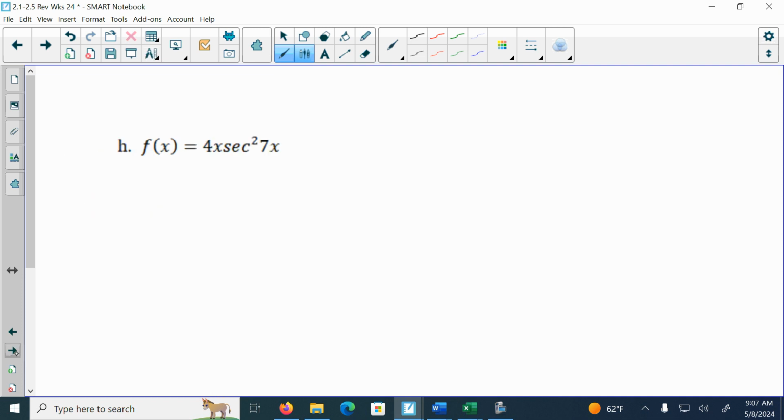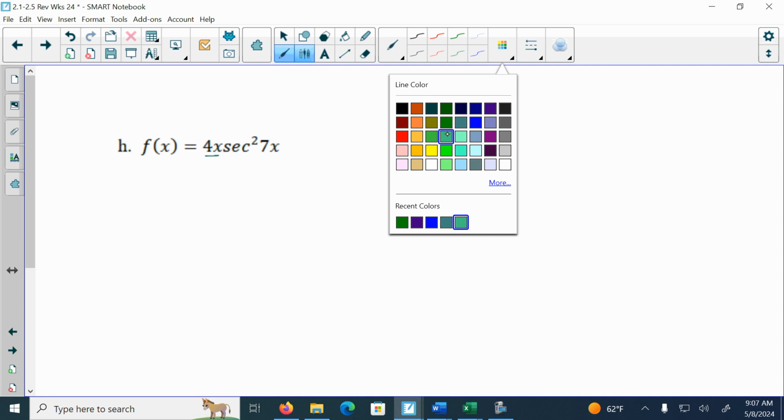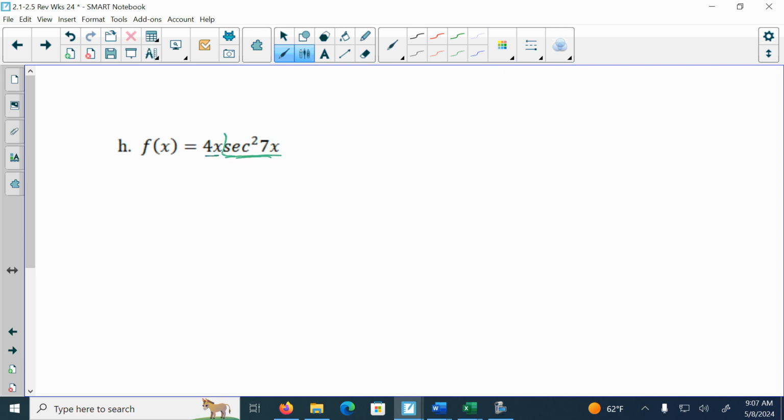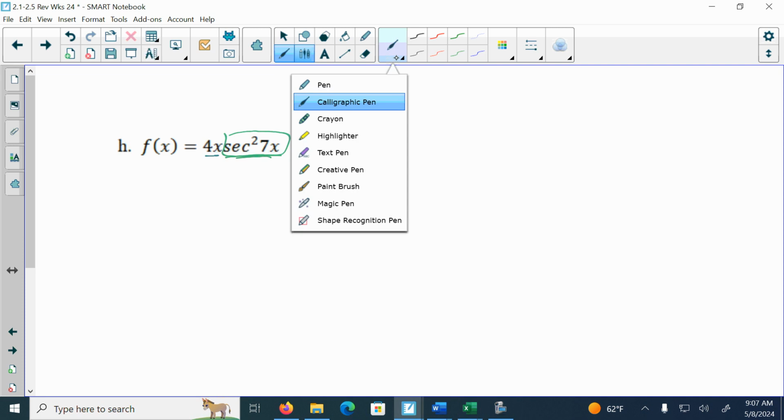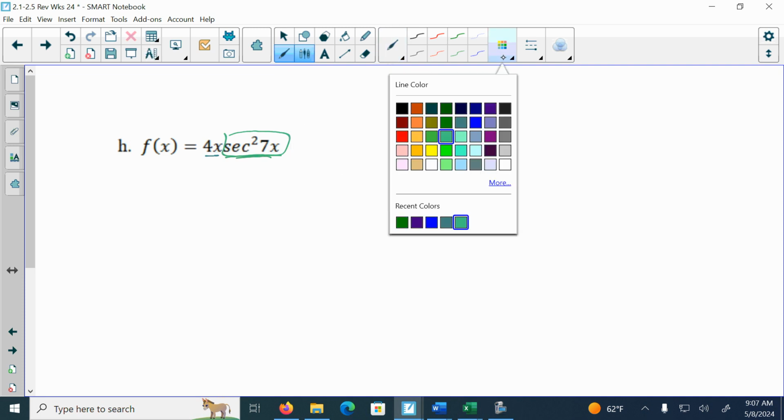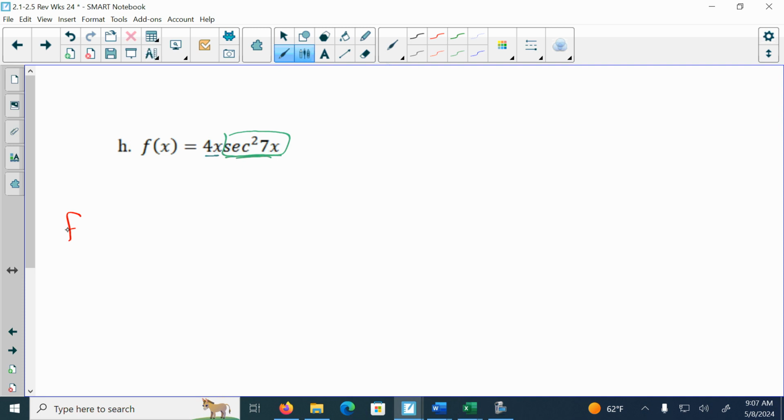Okay, the next one, I am going to do the product rule and the chain rule. So I have this 4x times this secant squared x. When I take the derivative of this part, I'm going to have to use the chain rule to handle everything that's going on here. So let's start by taking the derivative of 4x, which is just 4. We've got secant squared 7x alone. And just remember that secant 7x is squared.